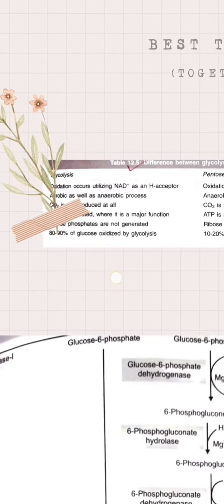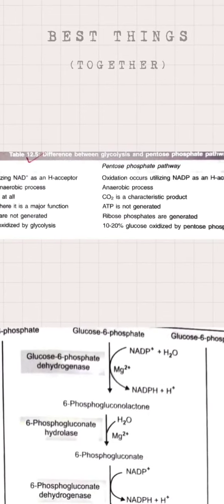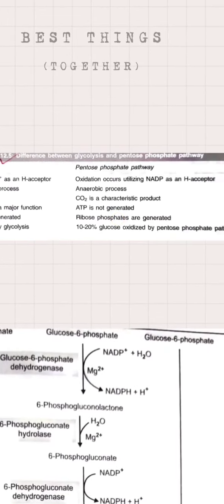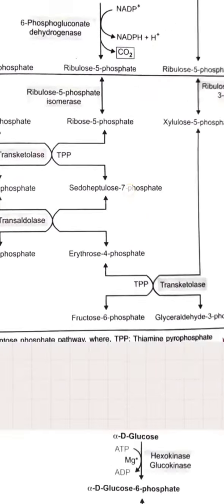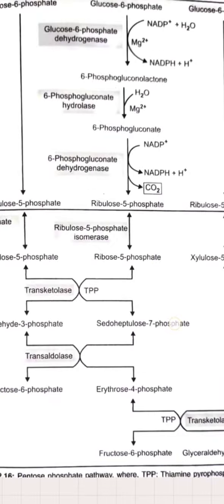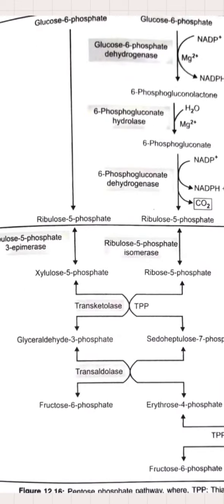generation. Now, ribose phosphates are not generated in glycolysis, and in pentose phosphate pathway ribose phosphates are generated. So in pentose phosphate pathway, here ribose 5 phosphate is generated.